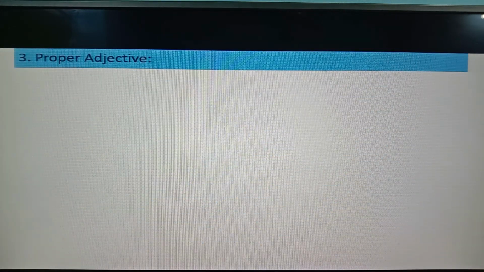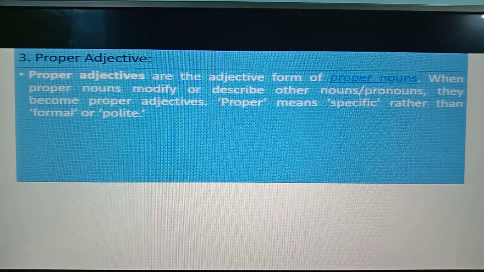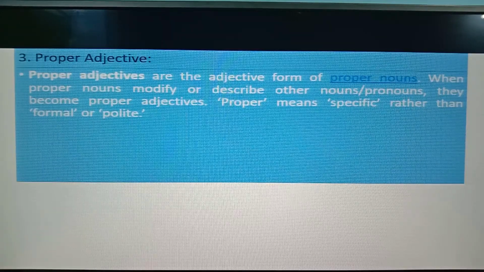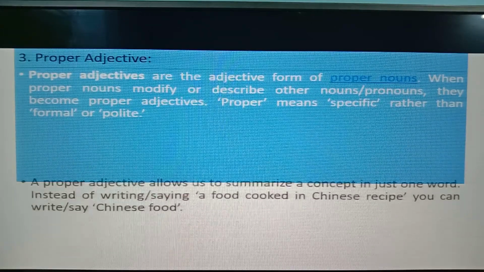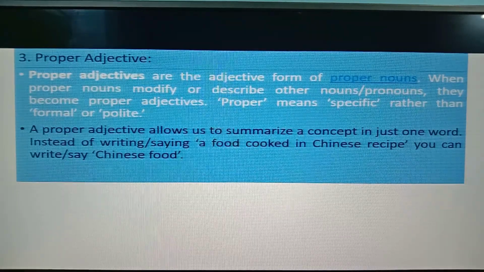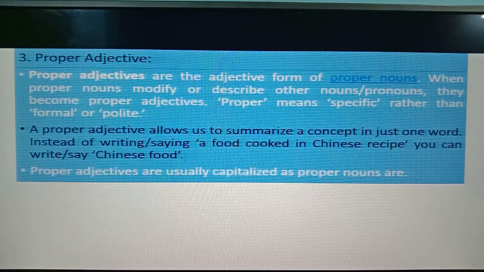Number 3, proper adjective. Proper adjectives are the adjective form of proper nouns. When the proper nouns modify or describe other nouns or pronouns, they become proper adjectives. Proper means specific rather than formal or polite. A proper adjective allows us to summarize a concept in just one word. Instead of writing or saying a food cooked in Chinese recipe, you can write or say Chinese food. Proper adjectives are usually capitalized as proper nouns are.